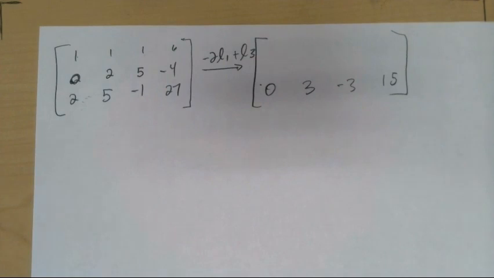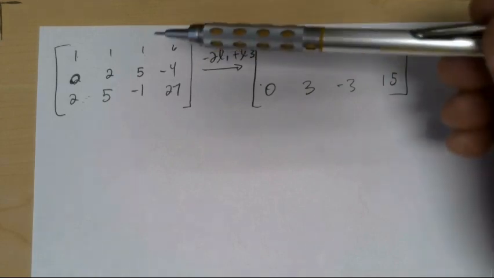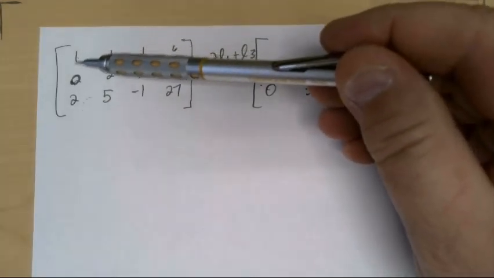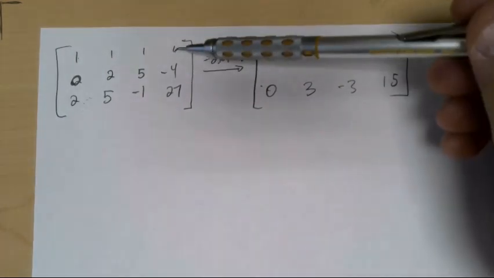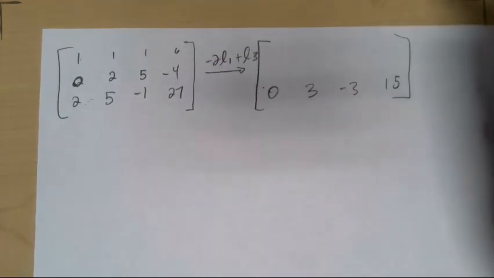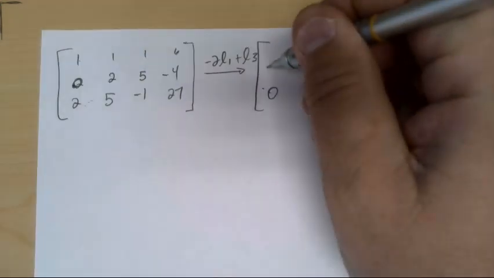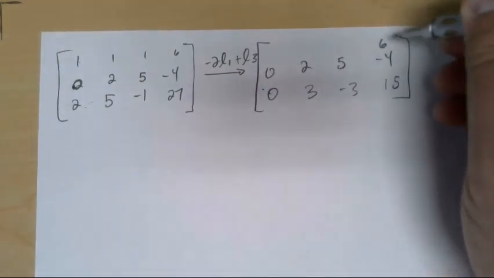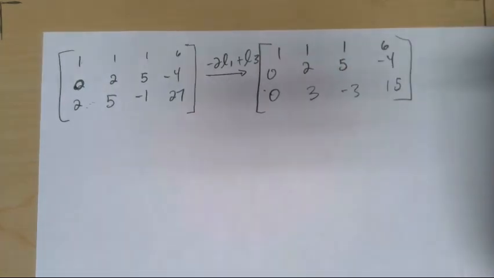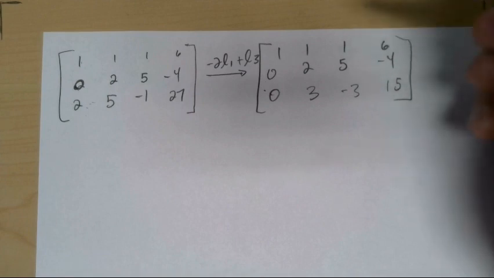Okay. I'm sorry, I'm getting drowsy. I'm not sure that's right. I'm going to check again. Negative 2 times this, negative 2 plus 2 is 0. Negative 2, 3. Negative 2, negative 3. Negative 2 times 6 is negative 12. Okay, that's right. And then I've got 0, 2, 5, negative 4, and 1, 1, 1, 6. Okay. Cool. So now I've got that.